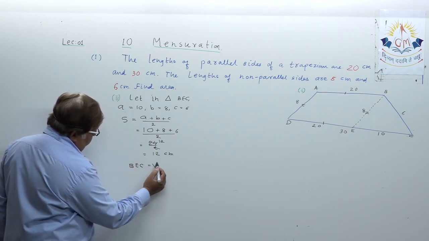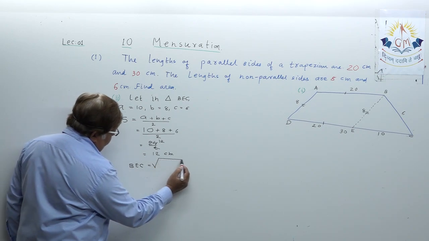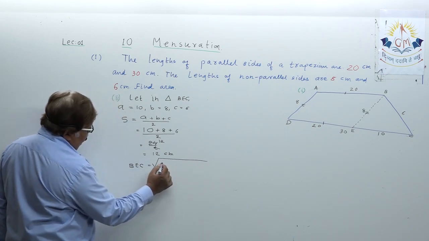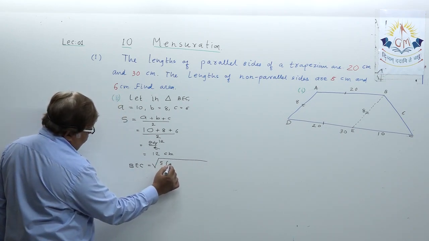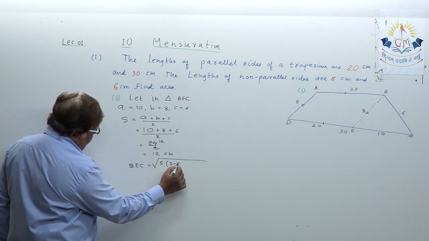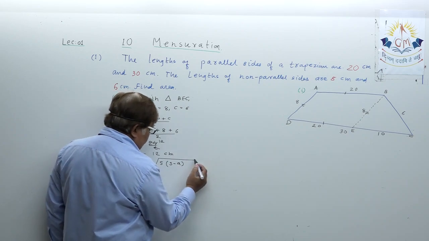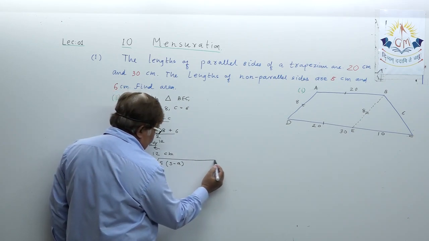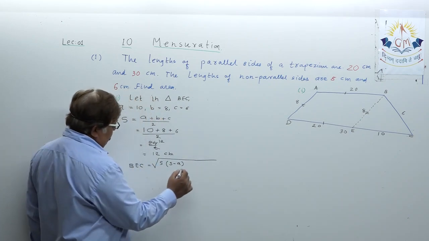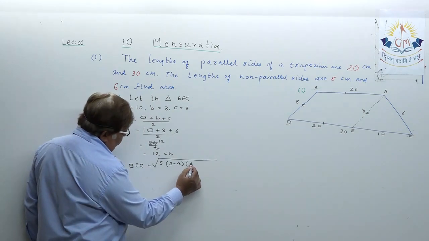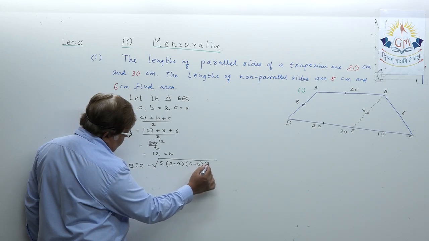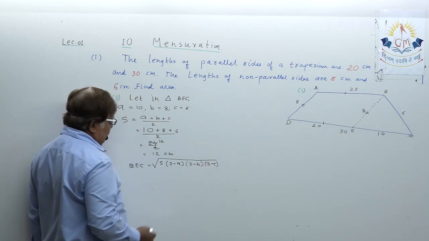Then let us go for, as per Heron's formula you all know, to find the area of triangle BEC by Heron's formula: root of S into S minus A, let us put the values, into S minus B, into S minus C.